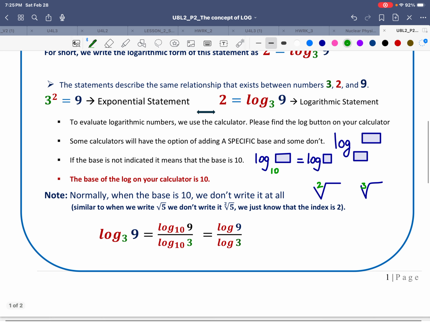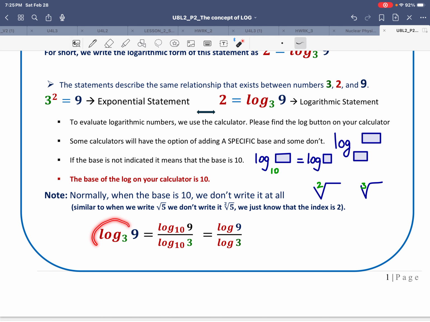So normally when the base is 10, we don't write it, but what it means is that now if you want to find log with base 3 of 9, which is more specific, we use what we call the change of base formula. And that means that would be log with base 10 of 9 over log with base 10 of 3, or simply log of 9 over log of 3. So try it on your calculator and see if you get the answer equal to 2.